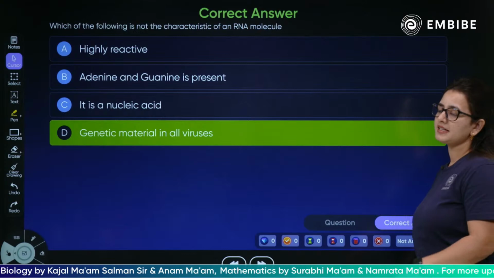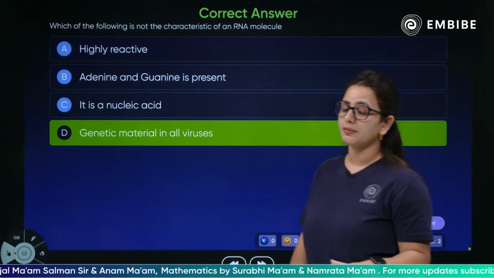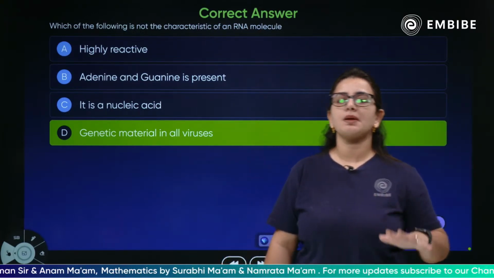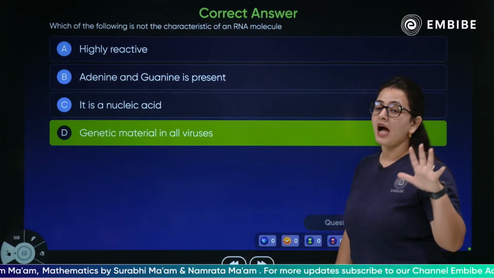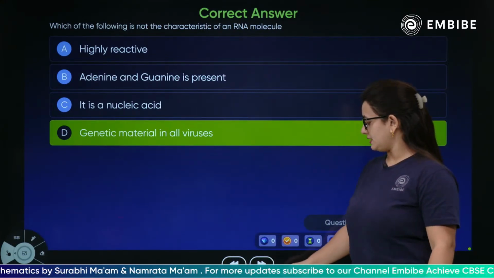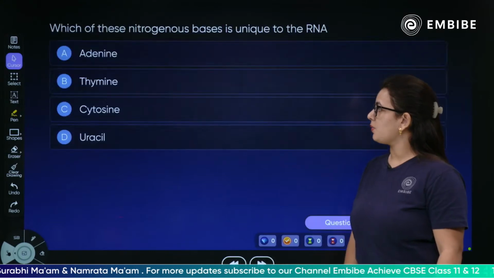No, it's not true. Some viruses do also have DNA as a genetic material. Retroviruses and especially plant viruses are majorly having RNA as a genetic material. Very simple. Next, we have another question for you.